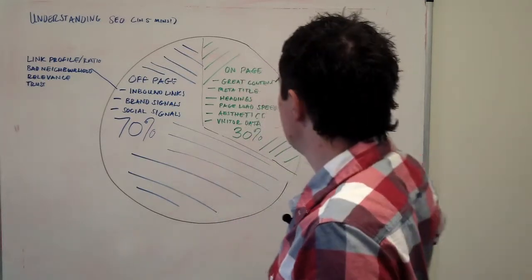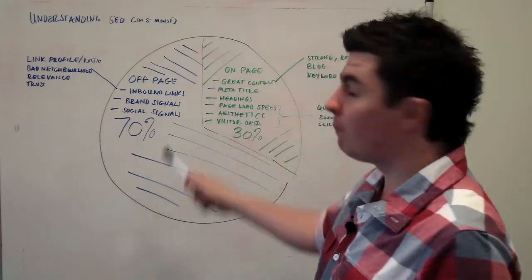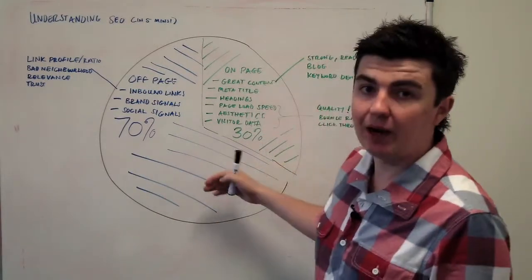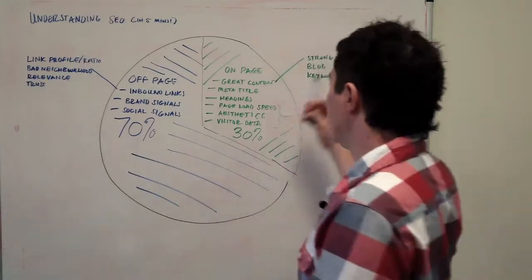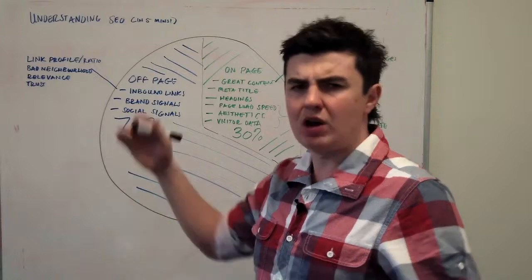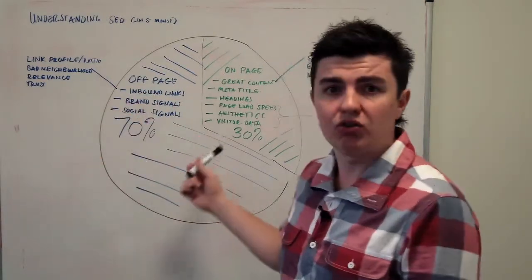So roughly speaking, SEO, search engine optimization, is split into two parts: on page and off page. On page, things that are going to be happening on your website; off page, things that are going to be happening off your website. So it starts with great content. Contrary to popular belief, you don't have to have reams and reams of text packed full with keywords to do well on the search engines.